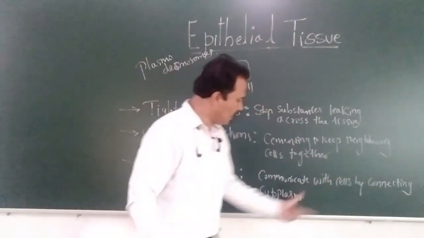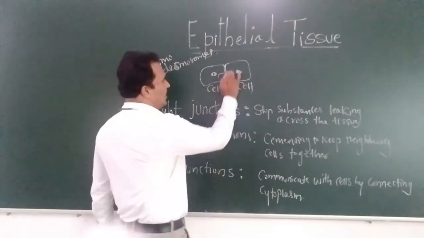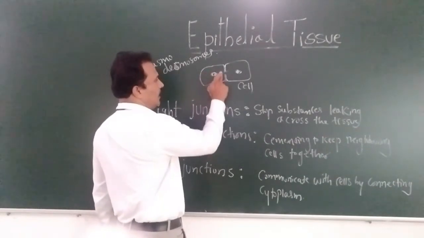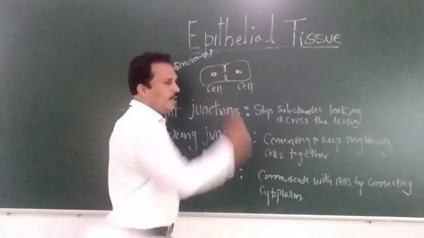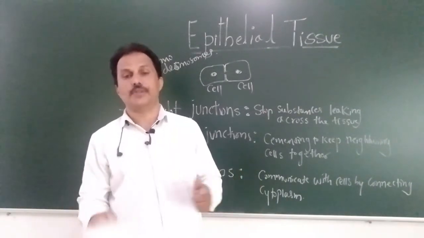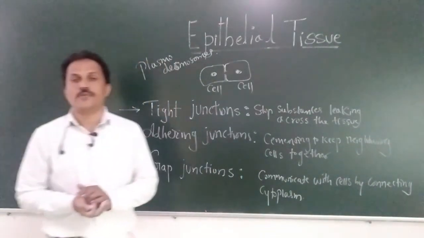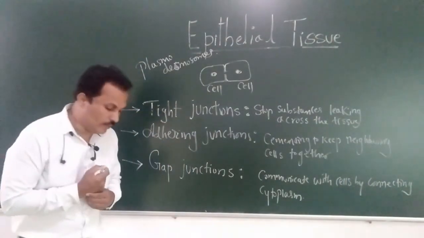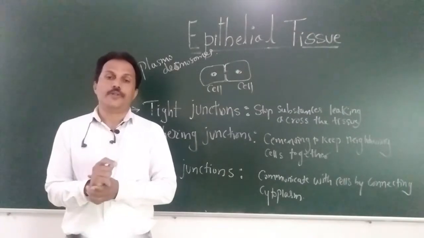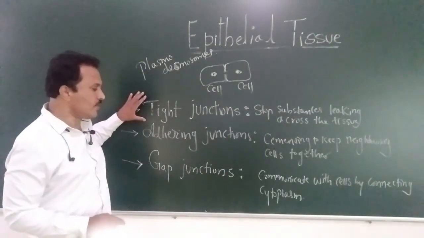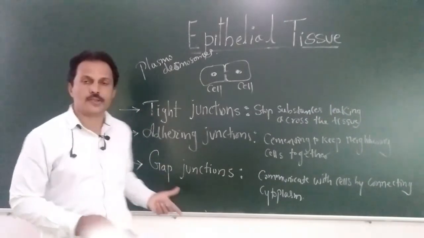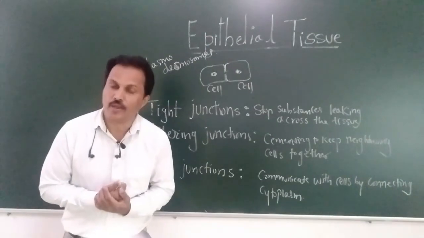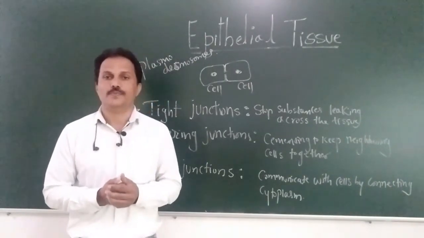Communicating with cells by connecting the cytoplasm. The cytoplasm of one cell is connected to the cytoplasm of another cell through the gap between the junction, that is gap junctions. So these are the three types of junctions between the cells. When you talk about the epithelial tissue, it is given in your NCERT book, so you must remember tight junctions, adhering junctions and gap junctions. I am talking about the junctions between two cells when we talk about the epithelial tissue. Thank you.